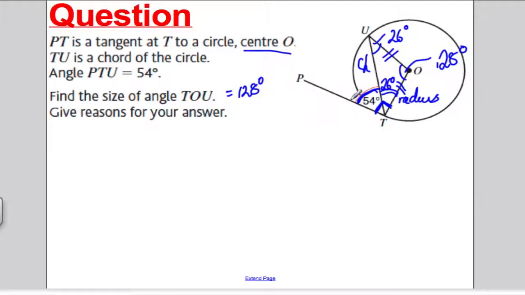The reasons, I would say, tangent and a radius meet at 90, therefore angle UTO is 26, but this triangle here is isosceles, so the angle at U is 26, therefore the angle O is 180 minus 26 minus 26.